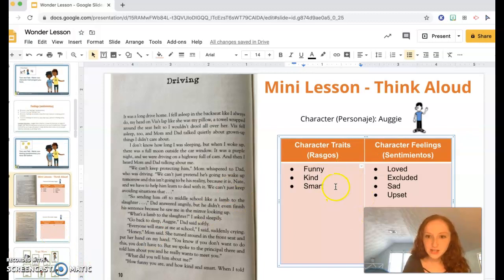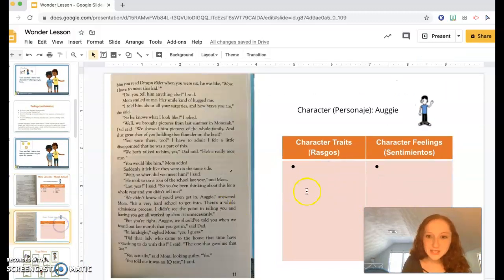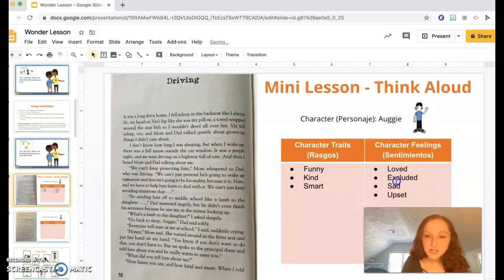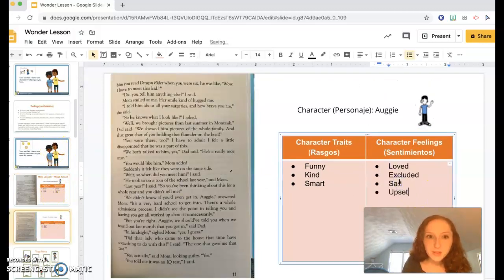Then we will move down here. I will copy and paste these and move these. And we will continue reading just a little more of this passage here.